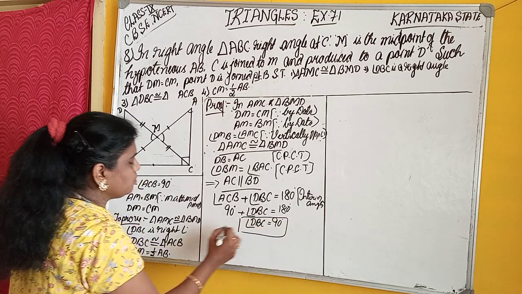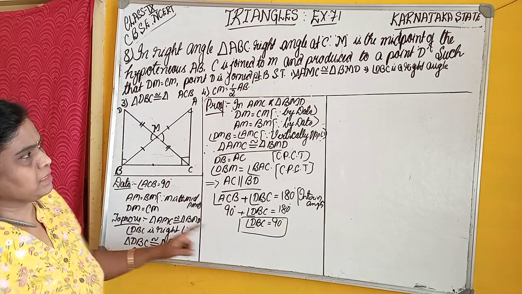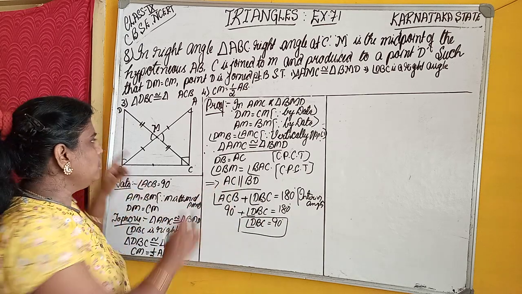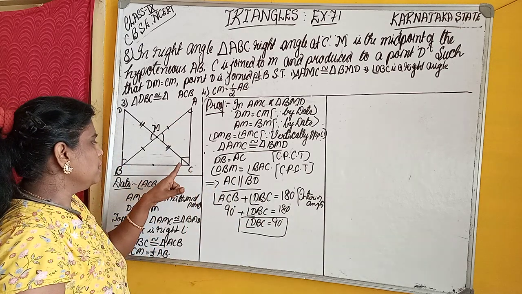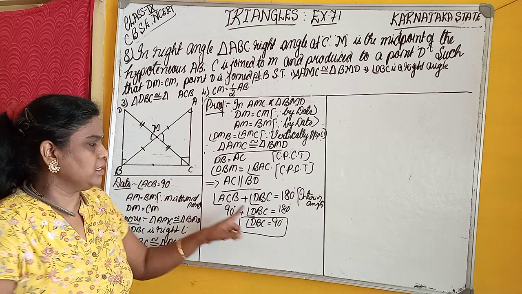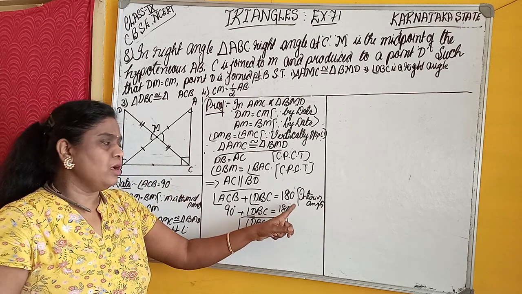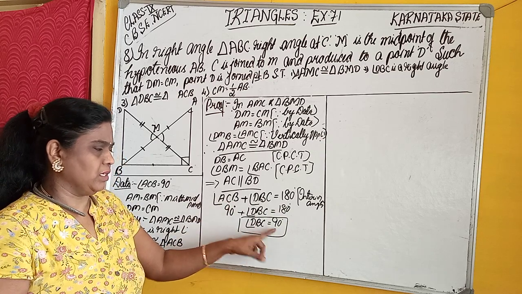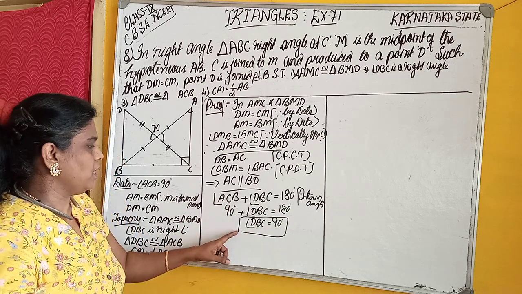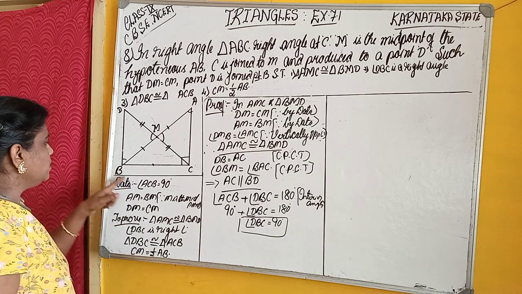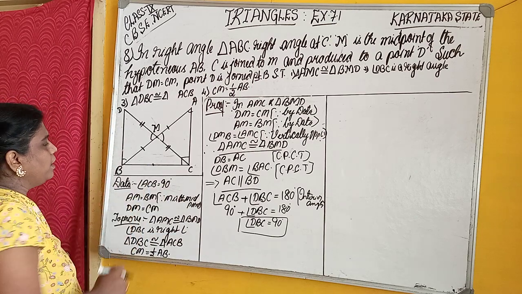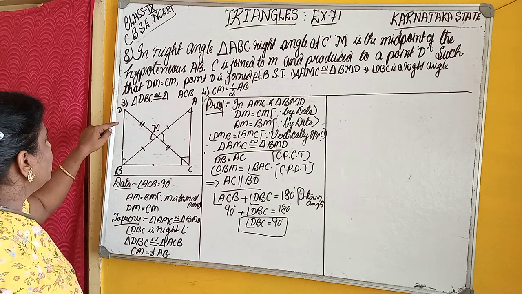Okay, students, we proved the second point. How did we prove it? AC is parallel to BD. In a parallelogram, the sum of the two interior angles is equal to 180 degrees. By that property, we proved that angle DBC is equal to 90 degrees. Second part is proved. And next, what do we have to prove?